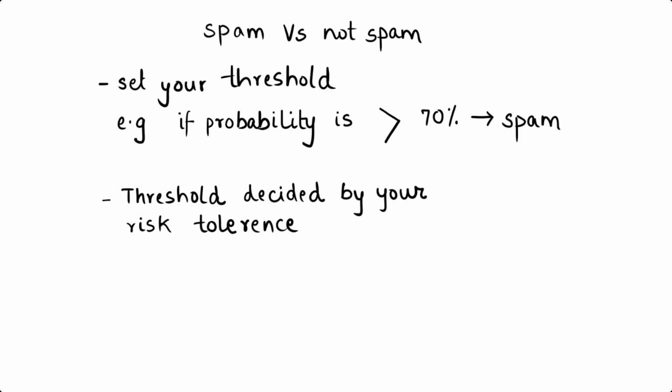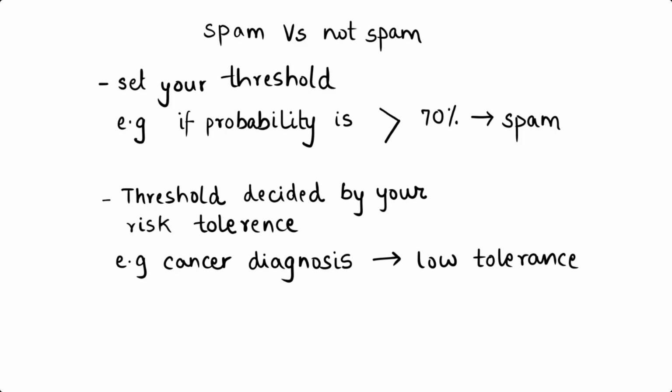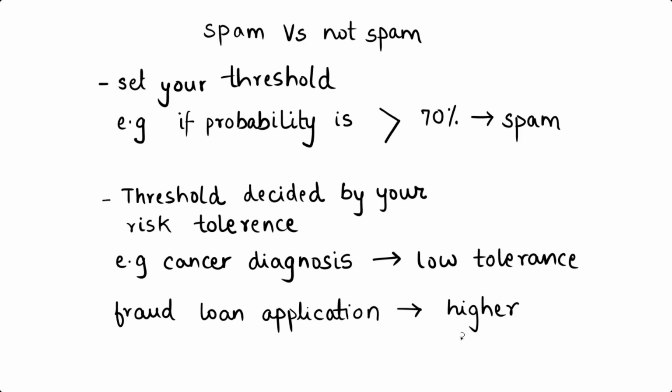So if you're trying to do something critical like diagnosing cancer, you'd want very low tolerance for false negatives, because even if there's a very small chance that the patient has cancer, you'd want to run further tests to make sure. So you'd set very low thresholds for a positive result. However, if you were running a model to try to detect fraudulent loan applications, the tolerance for false positives might be higher.